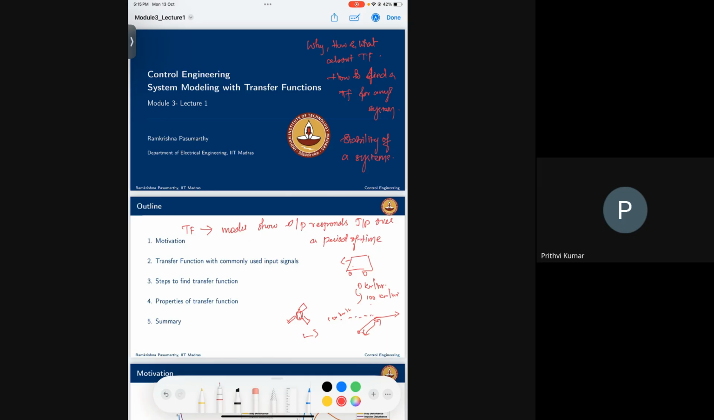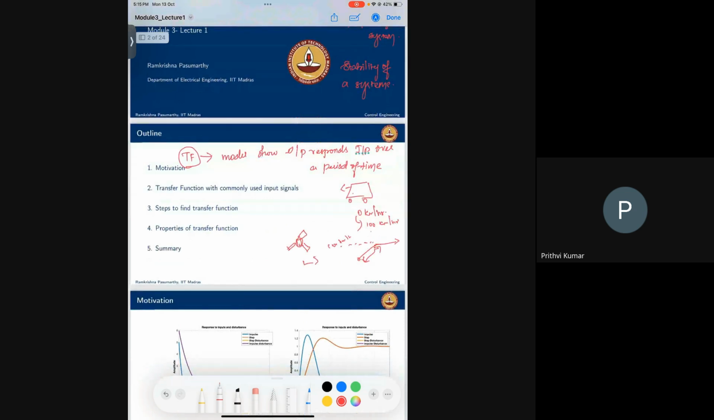So we are going to study this transfer function: for each system, how the output responds to the input we are giving to that particular system over a period of time. This is very crucial because when you want to design a controller, you need to know the system behavior. With only input and output, it's not possible to control a system. So in that case, we need the help of the transfer function.